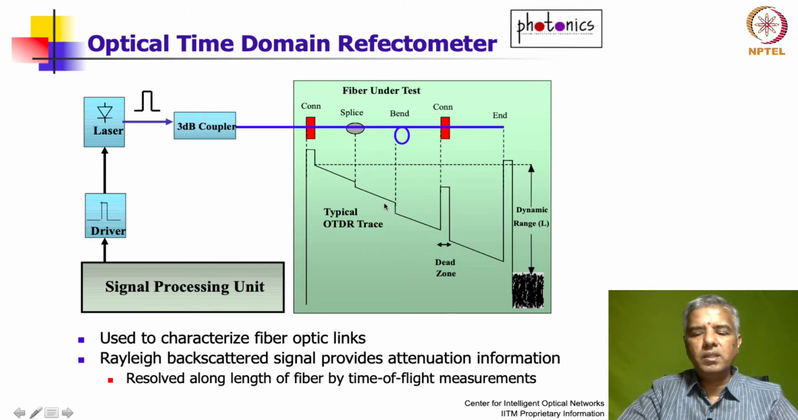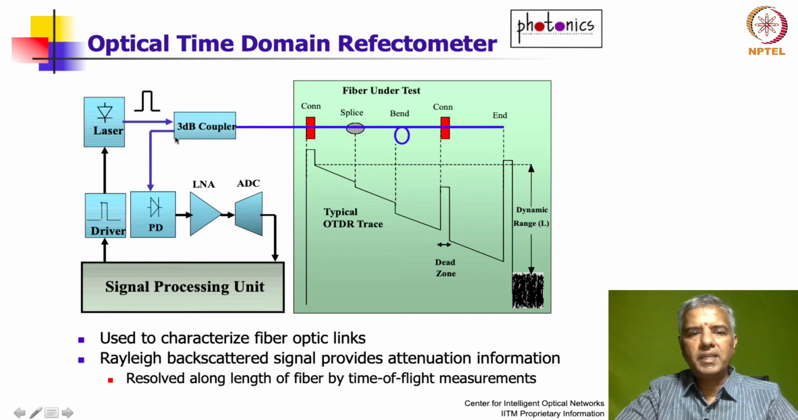So how do you see all this signal? Well, whatever is backscattered, you extract through this coupler. A part of the light comes over here, and you make it incident on a photodiode, which can be a PIN photodiode or an avalanche photodiode. The output of the photodiode is a photocurrent, and that photocurrent is converted to a voltage using a low noise amplifier, typically a transimpedance amplifier. The output of that is then digitized using an analog to digital converter, and it goes back to the signal processing unit.